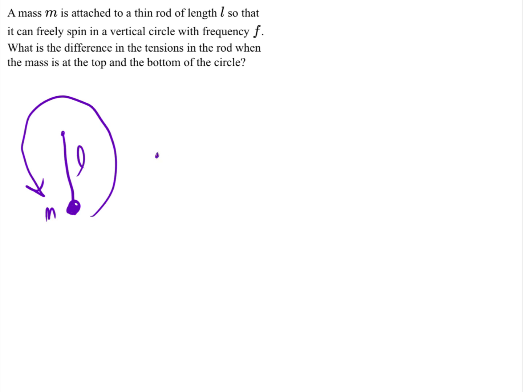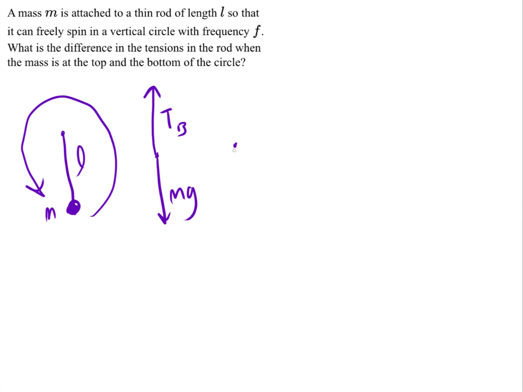So let's say that this is when it's at the top. Or sorry, when it's at the bottom. This is the tension at the bottom. And this is the force of gravity. So when you think about it, when it's at the bottom, it's basically just hanging from the string, sort of.